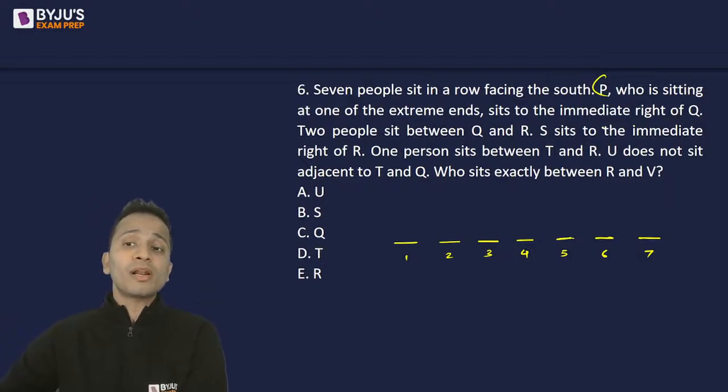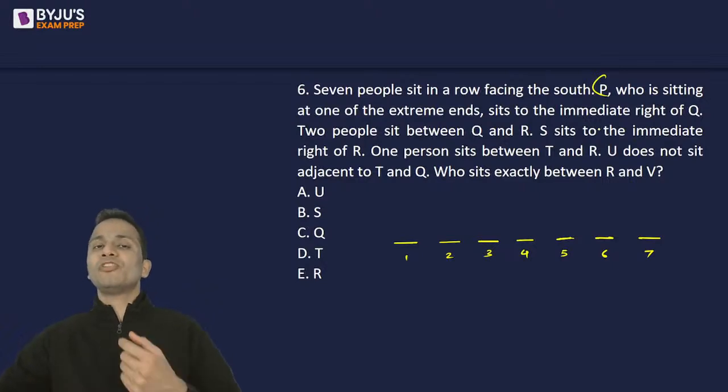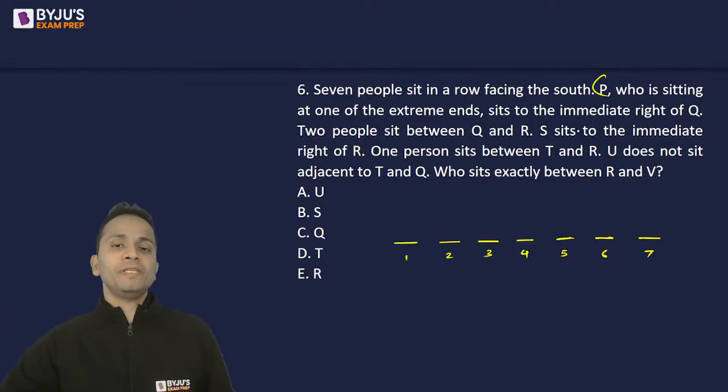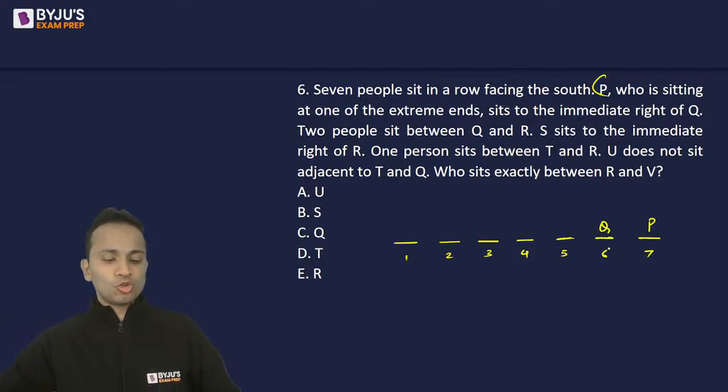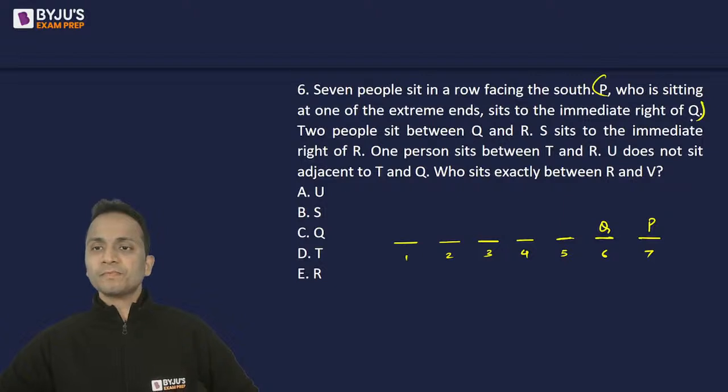P is sitting to the right of someone. That means there should be someone on the left of P. So that means P cannot sit at chair number one. P will sit at chair number seven, such that P sits to the immediate right of Q. So Q will be at chair number six. Done? Now, two people sit between Q and R. So, two people, that is chair number 4 and chair number 5, will be vacant, and R will sit at chair number 3. S sits to the immediate right of R. So, S will come at chair number 4.